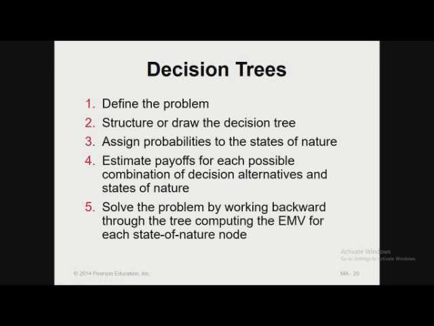First, to make a decision tree, we have to define the problem. Second is structure or draw the decision tree. Third is assign probabilities to the state of nature in which it is the task of the expert or analyst. Then fourth is estimate payoff for each possible combination of decision alternatives and states of nature. And fifth is solve the problem by working backward through the tree, computing the EMV for each state of nature.